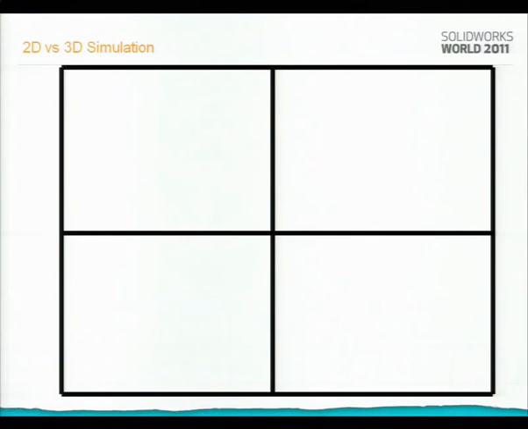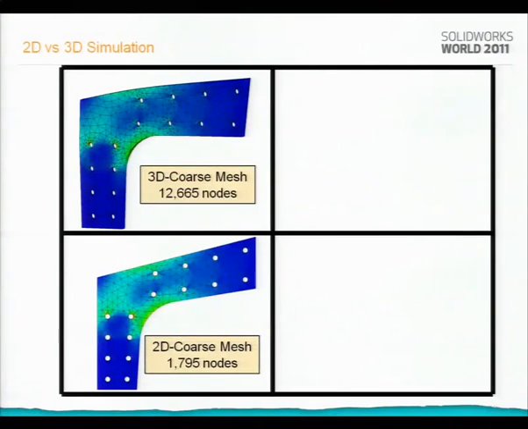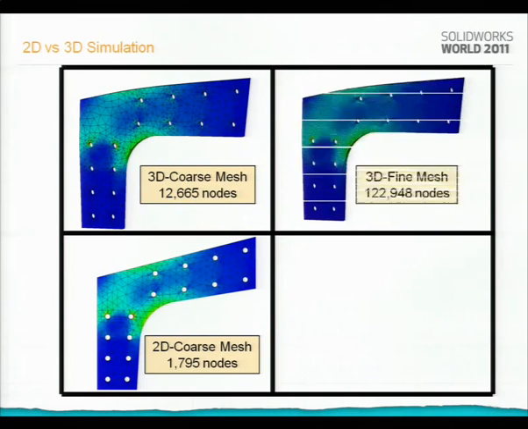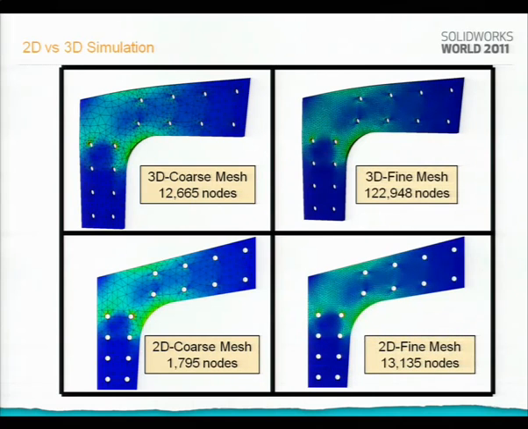I will show you now a comparison with 3D. If I want to do this, I can do this in 3D, right? But look at the numbers. For a 3D coarse mesh, I have to use almost 13,000 nodes. And for 2D, only 1,800. But if I want to get a good result, I have to use a refined mesh. So this is ridiculous, right?